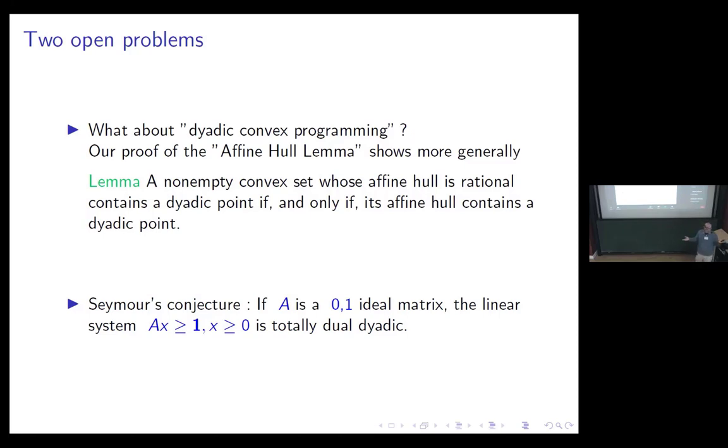So the same nice relationship holds. And that begs the question, what about more generally dyadic convex programming? And then, of course, Seymour's conjecture is something that we'd like to understand better. That's it. Thank you very much.